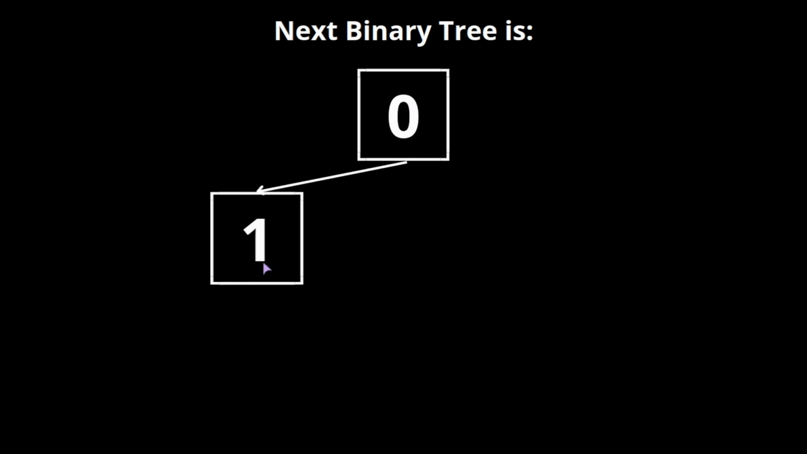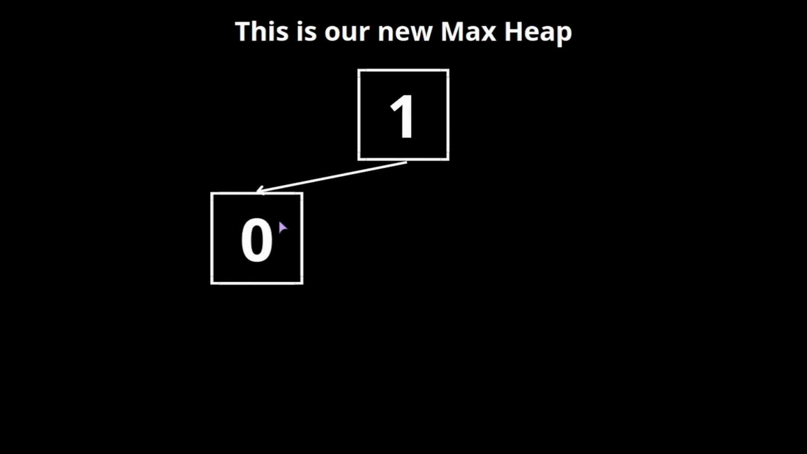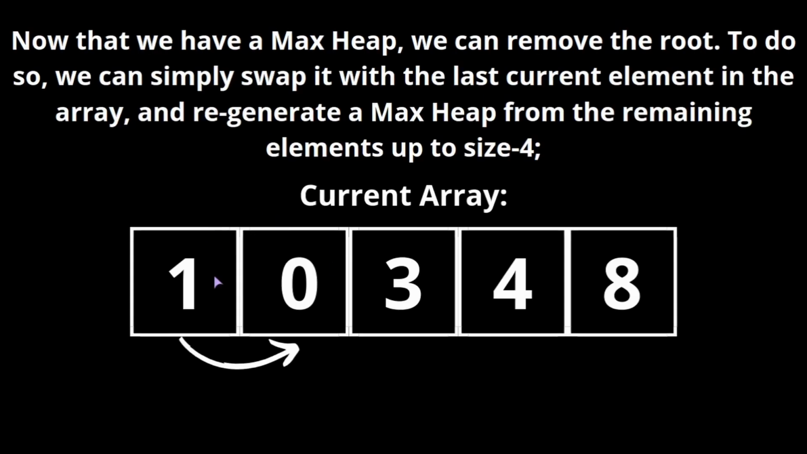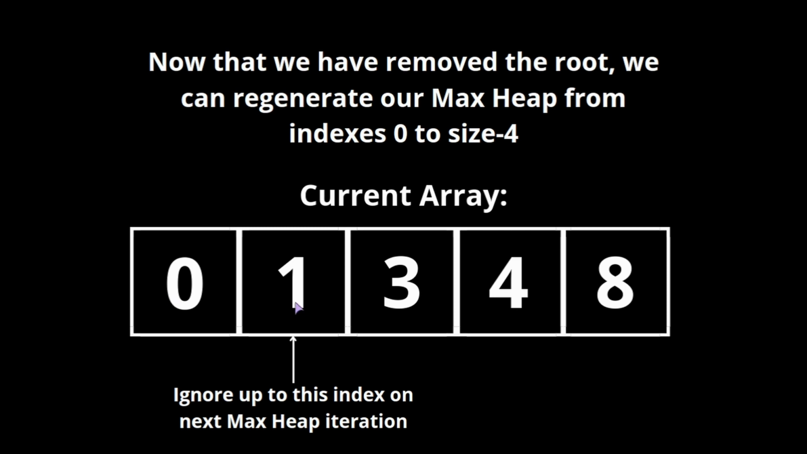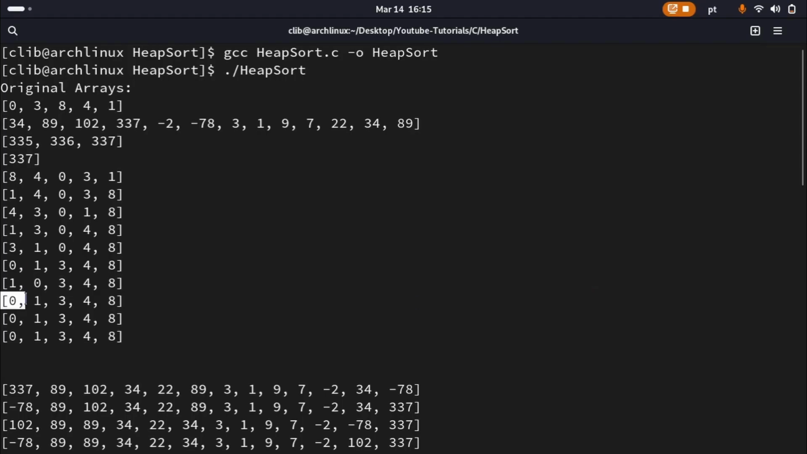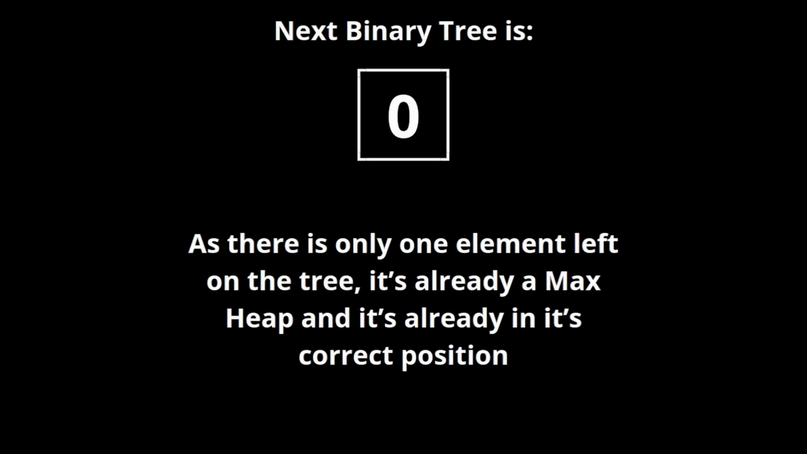Here it is, 0, 1, 3, 4, 8. But as I stated, even though this is sorted, we have to call max heapify again on this binary tree, and we swap again. Our next array will be 1, 0, 3, 4, 8 before the swap, and after the swap it is 0, 1, 3, 4, 8. And once we call it again at the 0th index, this is a binary tree that has only the root, so it's already a max heap.